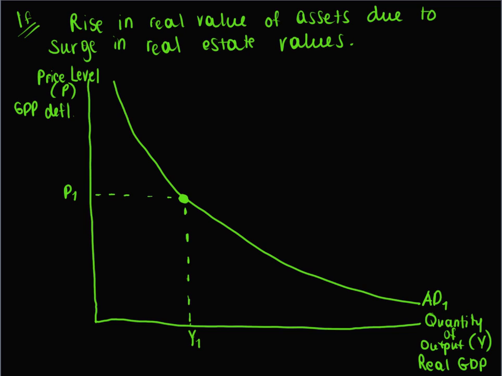Now I have to consider, am I shifting to the right, meaning aggregate demand has increased, or am I shifting to the left, meaning aggregate demand has decreased? So let me think about this, and let me give you a real world scenario, one that happened not so long ago. Let's say that in a very quick amount of time, people consider the value of the homes that they live in.